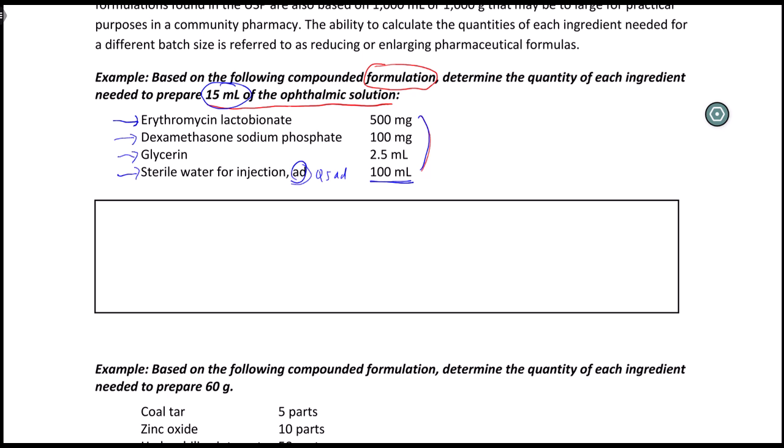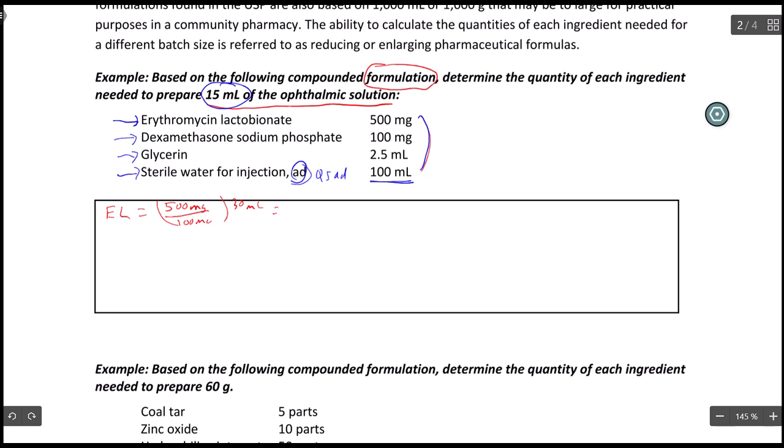You can do it by dimensional analysis. You can do it other ways that the book will also show you. Let me give you an example of the first way. So erythromycin lactobionate, we know that it's saying that this has 500 milligrams every time we make 100 mLs. Well, if we're only going to make 30 mLs, how much do I need?